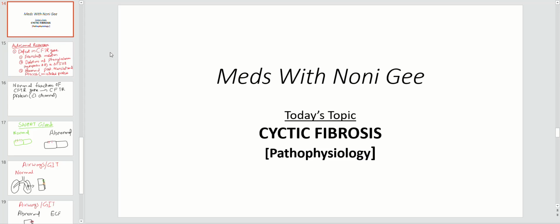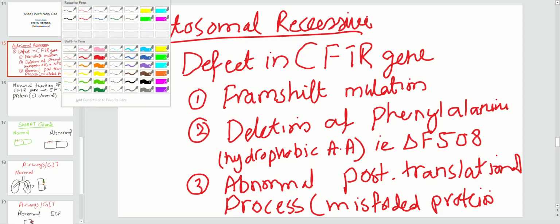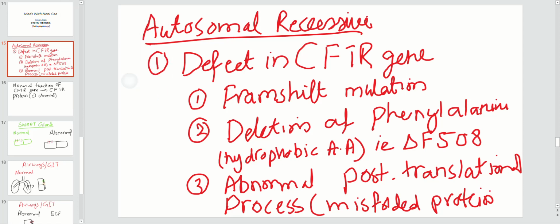So what is cystic fibrosis? Cystic fibrosis is an autosomal recessive disease in which you have a defect in the CFTR gene. So what does CFTR stand for? C for cystic, F for fibrosis, T for trans, and R for regulator. So CFTR stands for cystic fibrosis transmembrane regulator gene.